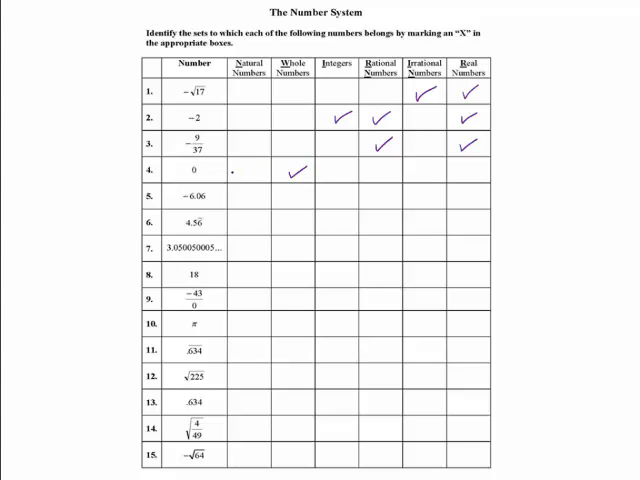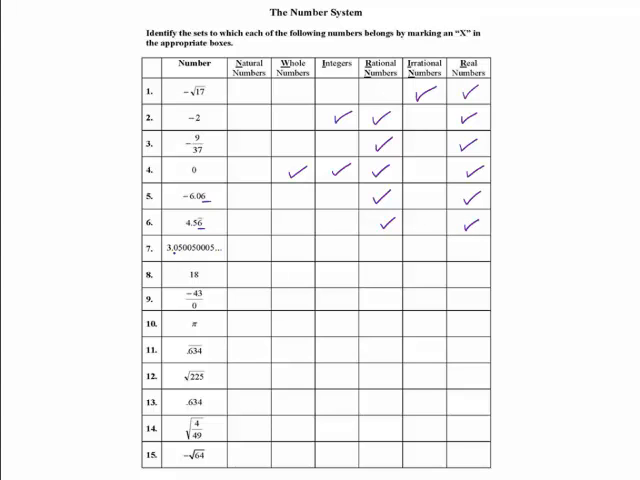0, 0 is a whole number, but it's not a counting number, so it's not natural. If it's a whole number, it's also an integer and a rational number, and it's real. -6.06, this decimal ends. That makes it rational. This decimal repeats, so that's also rational.